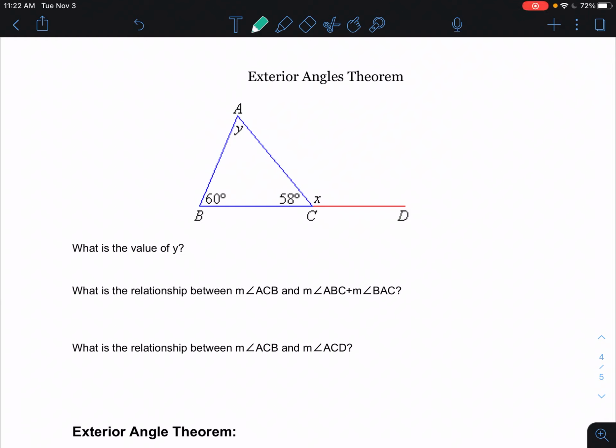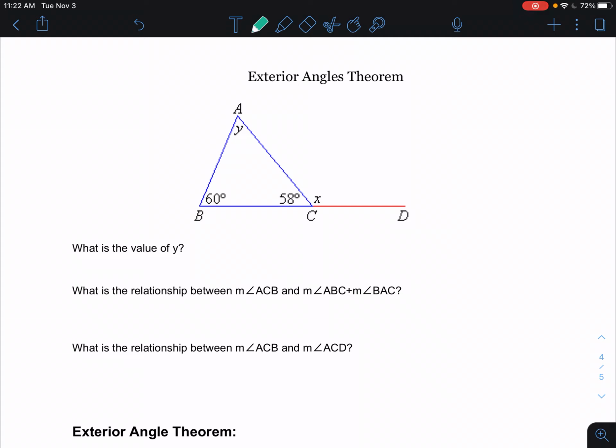Let's talk about exterior angles. So we just talked about interior angles of a triangle and that they all add up to 180 degrees. Now let's take a look at the exterior angles. So we're going to start to think about the relationships between these angles, and maybe that can help us figure out how exterior angles are related to the angles inside of the triangle.